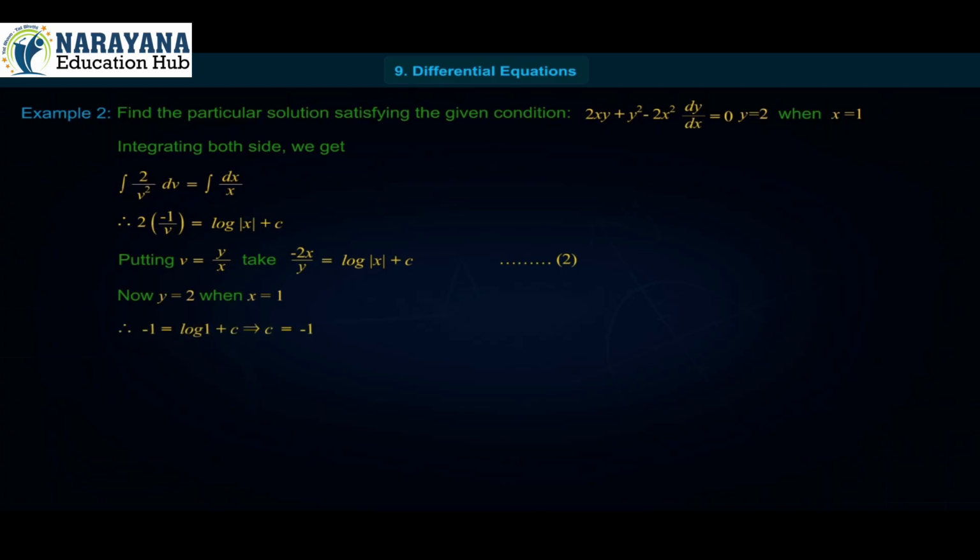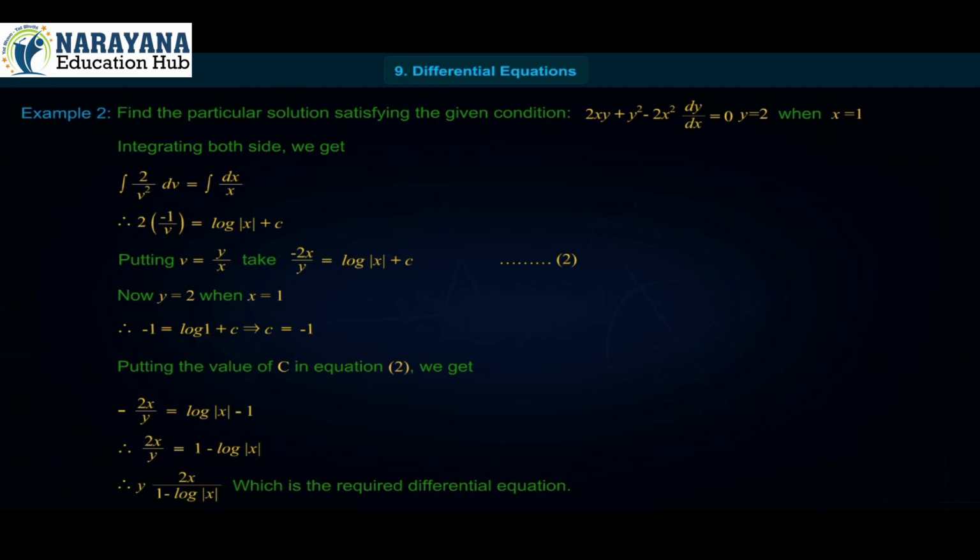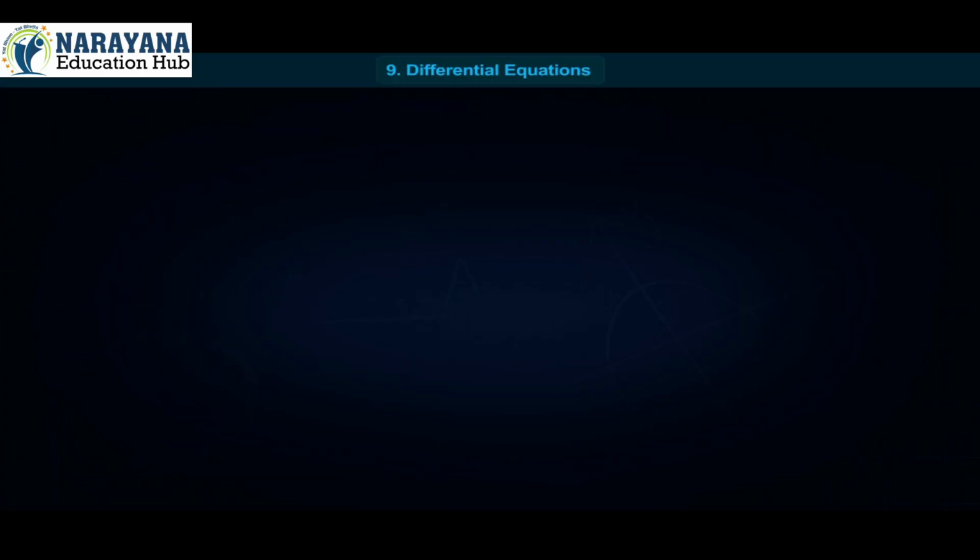Therefore, minus 1 is equal to log 1 plus c, which implies c is equal to minus 1. Putting the value of c in equation 2, we get minus 2x upon y is equal to log modulus of x minus 1. Therefore, 2x upon y is equal to 1 minus log modulus of x. Therefore, y is equal to 2x upon 1 minus log modulus of x, which is the required solution of the differential equation.